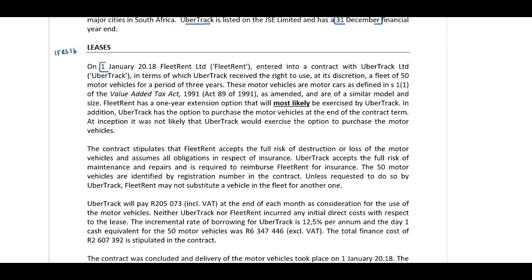On 1 January 2018, Fleet Rent Limited entered into a contract with UberTrack Limited, in terms of which UberTrack received the right to use at its discretion a fleet of 50 motor vehicles for a period of 3 years. These motor vehicles are motor cars as defined in Section 1.1 of the Value Added Tax Act 1991 as amended and are of a similar model and size. Fleet Rent has a 1-year extension option.